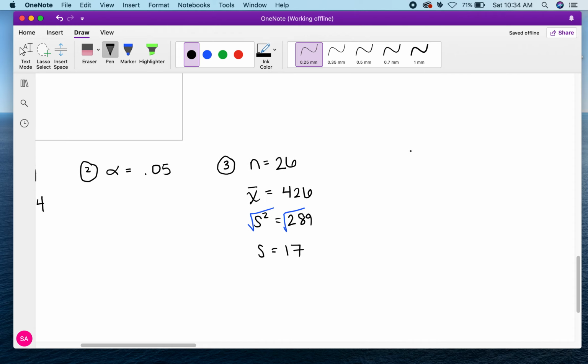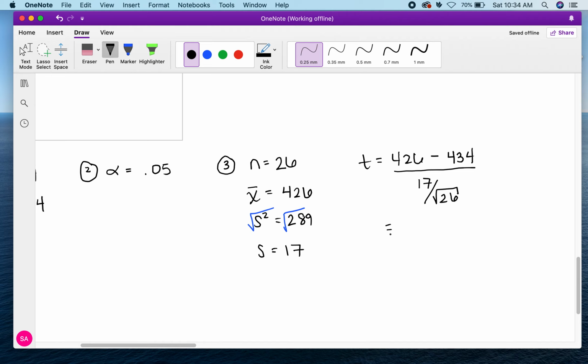So now we can plug these values in. T is equal to 426 minus the mean that comes from the hypothesis test, 434. I'm sorry, the null hypothesis. This is the hypothesis test, what we're doing. But yeah, the second value comes from the null hypothesis. That is all divided by the sample standard deviation over the square root of the sample size.